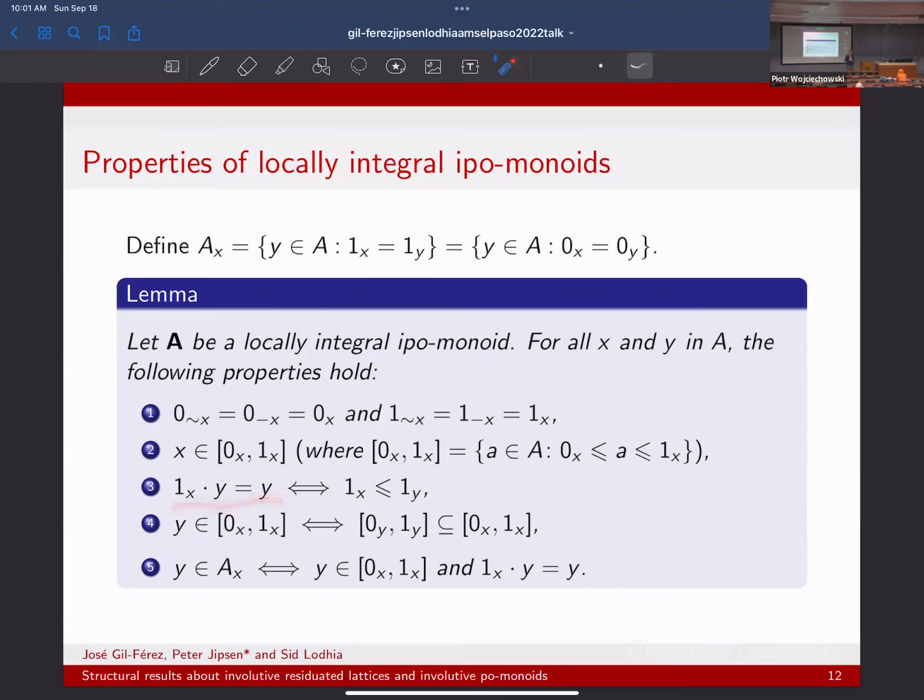And then there's a characterization here that we need, some other properties. The last one is the most important. It tells you that an element is in the equivalence class if it is inside this interval of the local 0 of x and the local identity of x, and the local identity has to act as an identity on it. So it works nicely, because what will happen now is that these equivalence classes A sub x are going to be our integral algebras from which we build the whole thing.